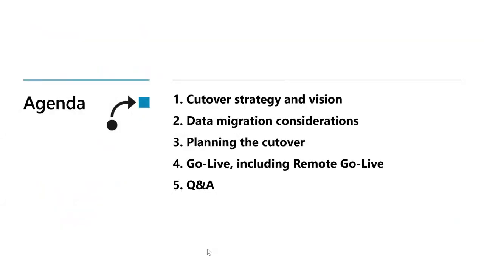So our agenda is essentially broken down into 4 pieces. We'll start with the definition of a cutover strategy, vision, and what we mean by a good cutover strategy. We'll then dip into data migration considerations, because data migration clearly is a key part of the cutover. Then we'll talk about the planning for the cutover, and then finally we'll talk about the go live period. And we'll touch upon specific considerations if your go live is going to be a remote go live.